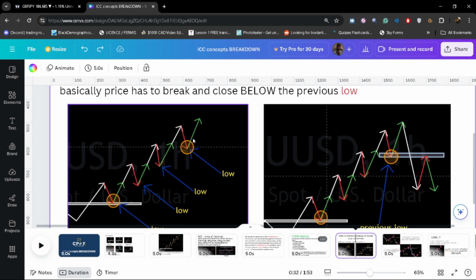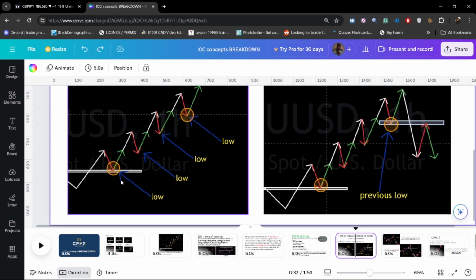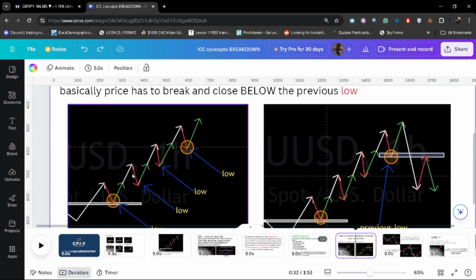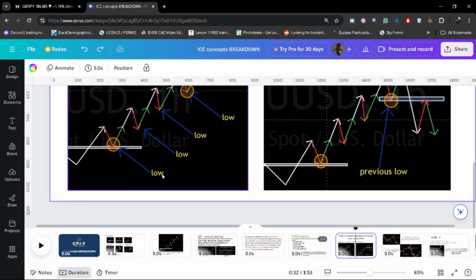Where the previous low is. So in this case, you can clearly see here, price was clearly going up. So: indication, correction, continuation. You can clearly see that the indication is the white, the correction is the red, and then the continuation is the green. So price was in an uptrend here, and then this was the low. As you can see, these are the lows here.